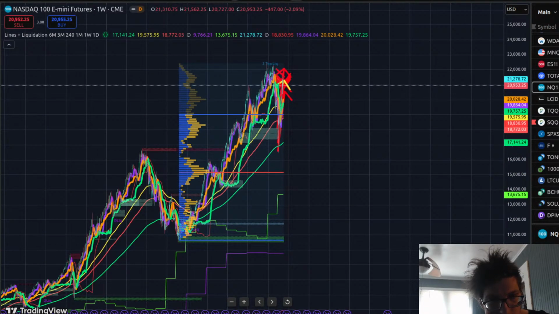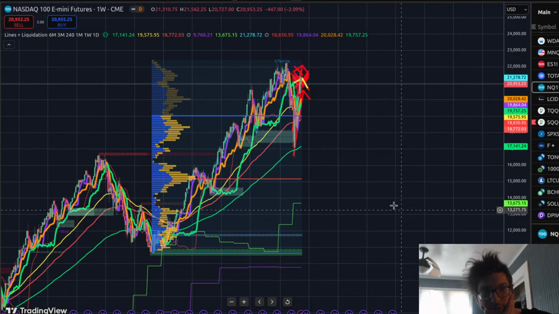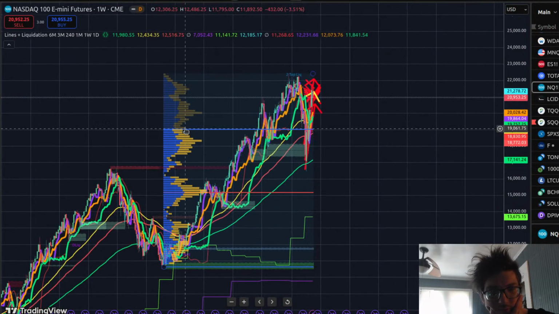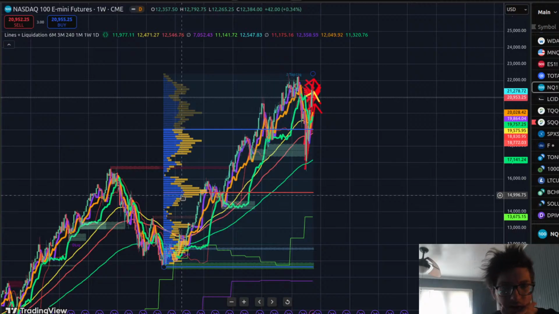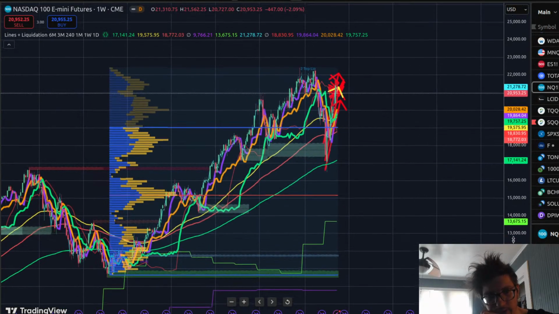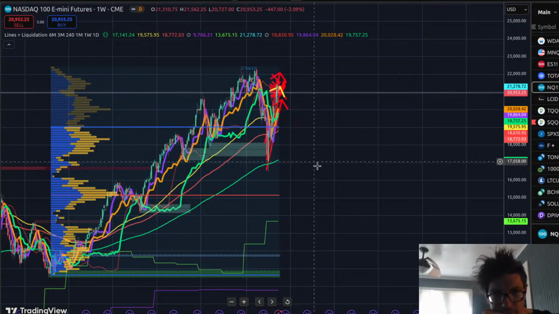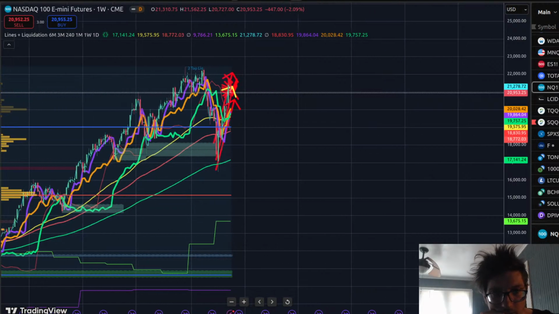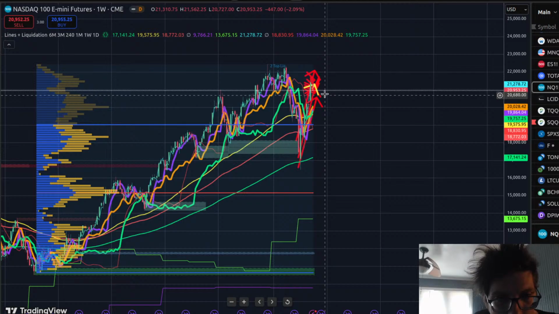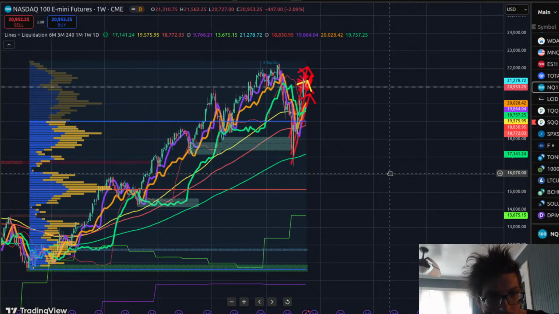So this is a volume profile indicator. Basically, it's showing where most of the volume was traded at for this asset, right? So what we have here is we're not necessarily at risk of having a crash, right, based on this chart.